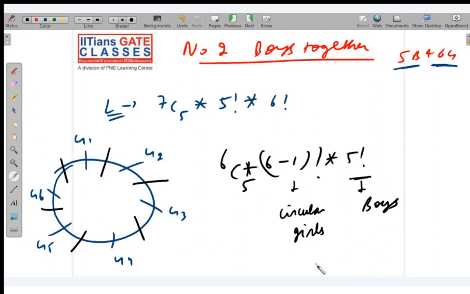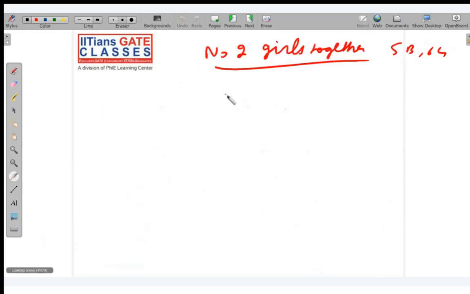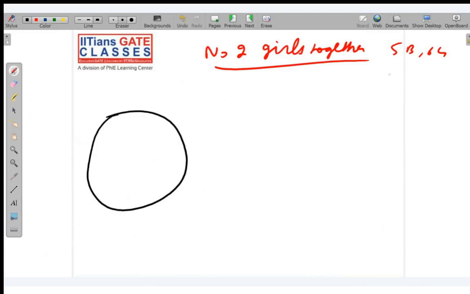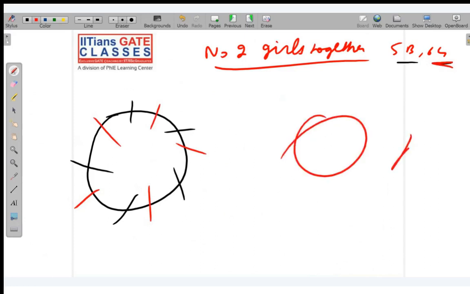Done, sir. Next is no two girls together. So how will I show it? First I have to arrange the boys in a circular fashion. So 5 boys and 6 girls. 5 boys: 1, 2, 3, 4, 5. So how many places will they create? 1, 2, 3, 4, 5. 5 places they will create. So how will 6 girls sit on it? Not possible. So the answer is 0.